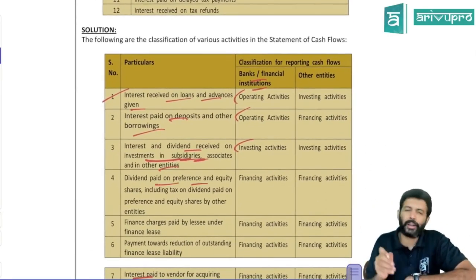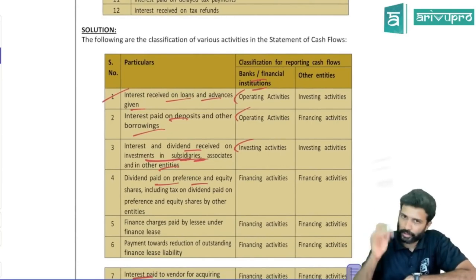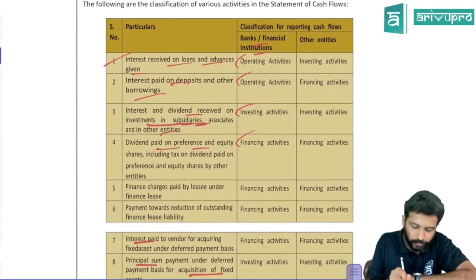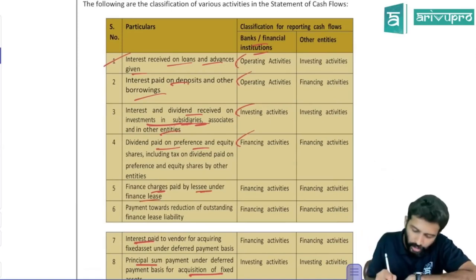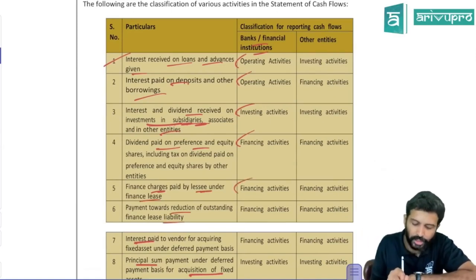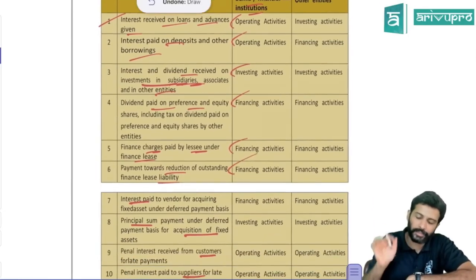Dividend paid doesn't matter whether it is dividend on preference shares or whatever, it's a source of finance. So dividend paid is a financing activity. Finance charges paid by lessee under finance lease. Finance lease is a source of finance. So it's a financing activity. Payment towards reduction of finance lease liability. That's also a financing activity only.